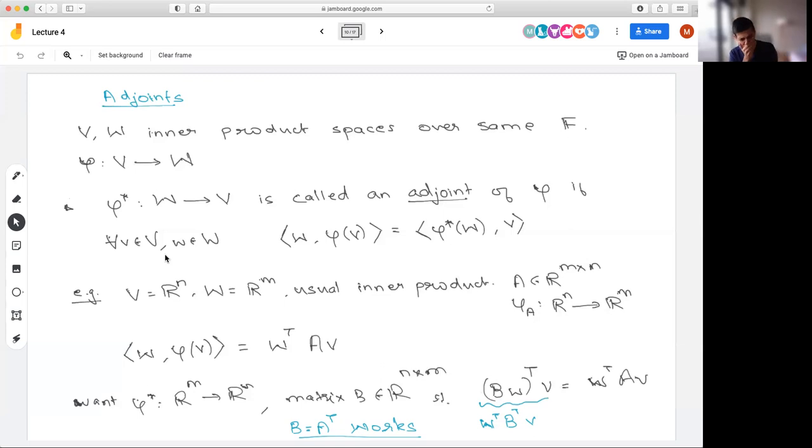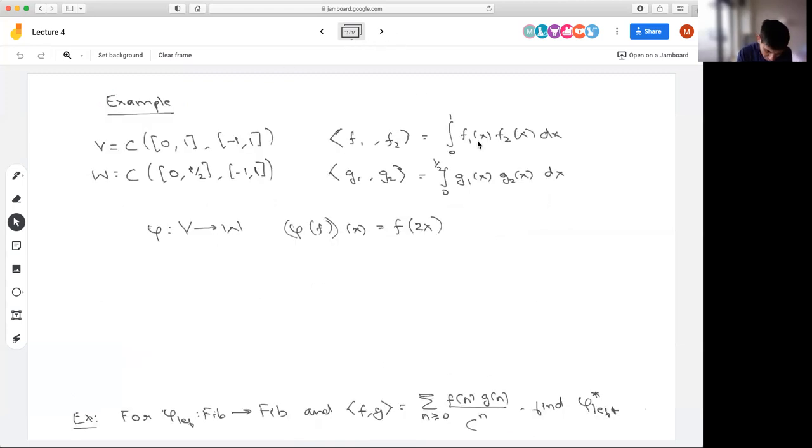But this is sort of a concept which makes sense for any inner product space, where you may not always be able to write your linear transformation as a matrix. All right, so far we haven't even claimed that it always exists, etc., but we'll get to that. So let's go to another example.